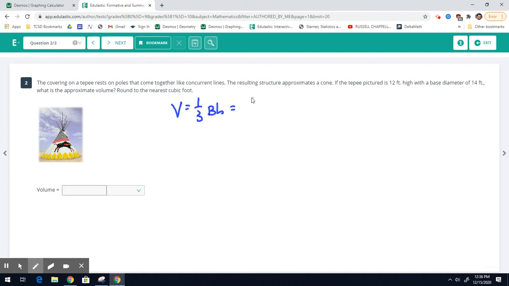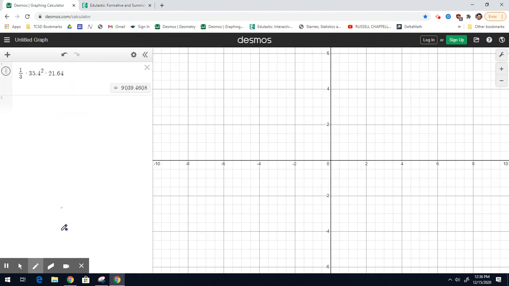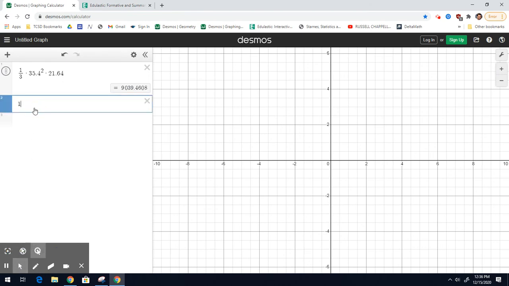The base is a circle, so that's 1/3 pi r squared times the height. So we need the radius. Well, they give us the diameter. The diameter is 14. The radius is half of that, so your radius is 7. So 1/3 pi times 7 squared, and then your height is 12. We'll go ahead and type that into the graphing calculator and see what we get: 1/3 times pi times 7 squared times 12.